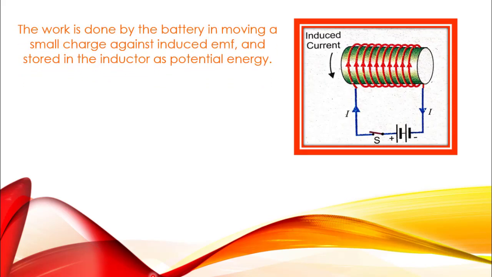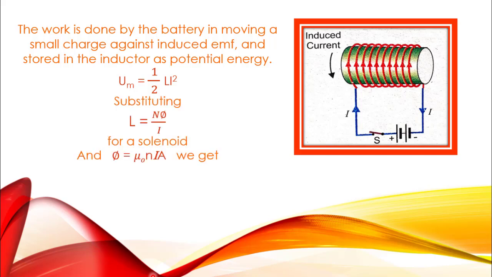Now the battery has to do work in displacing the charge against this opposing force, or this back EMF, and this work done by the battery on the charges is stored in the inductor as the potential energy. The equation for potential energy is UM is equal to 1 by 2 L I square. UM is the magnetic potential energy, L is the inductance, and I is the current.